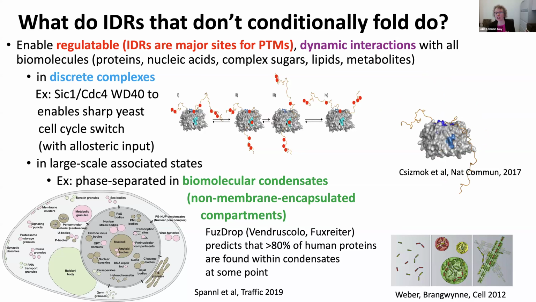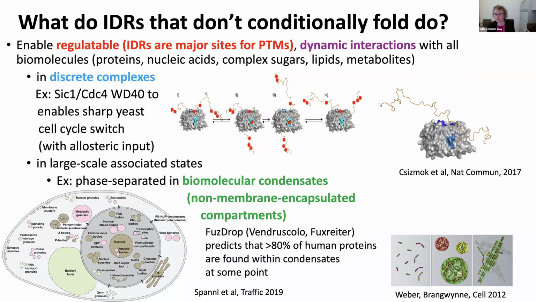It involves 6 or more phosphorylated elements of SIC1 that bind to either the primary binding site on CDC4 or a negative allosteric site. And the binding to the negative allosteric site kicks the bound state off of the primary site, just enabling this dynamic exchange, which allows the system to be able to count to 6 and give a very sharp cell cycle transition. But what I want to focus on for the rest of the talk is the large scale associated states.